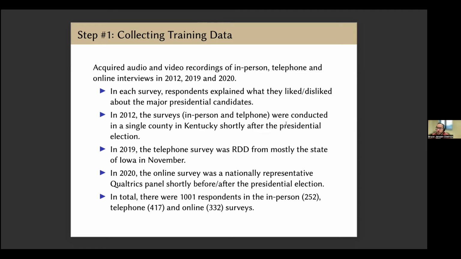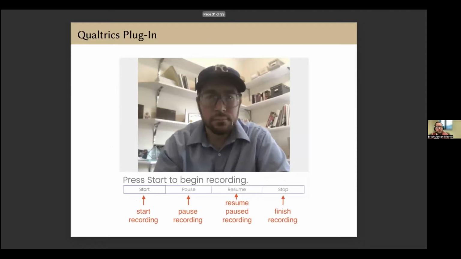Some of these individuals did not give us enough information in order to estimate a score for their answers. So for the online survey, the main way that we acquired audio and video data is developing a Qualtrics plugin that can be implemented in Java using some steps that we outlined in the appendix. Essentially, respondents were asked to record themselves answering like and dislikes questions. Prior to this, they were given a little tutorial about how to use the plugin.